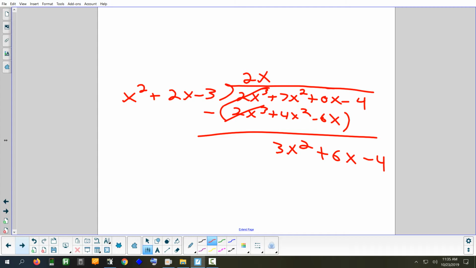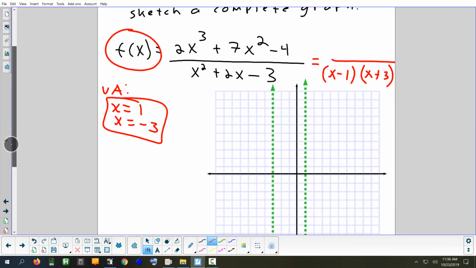What's 3x squared divided by x squared? It was 3. Yeah, plus 3. There's your quotient. So you can just stop now. If you kept going, you'd be finding the remainder. So your quotient is 2x plus 3. So what's my EBA? 2x plus 3. Yeah, 2x plus 3.